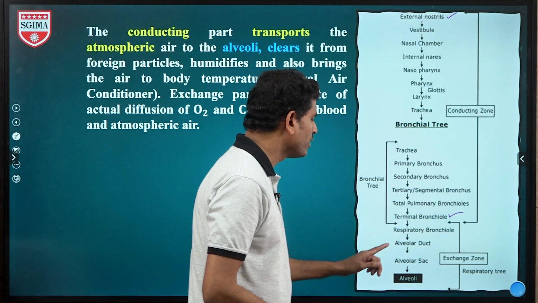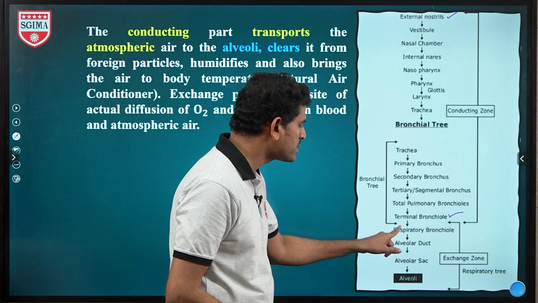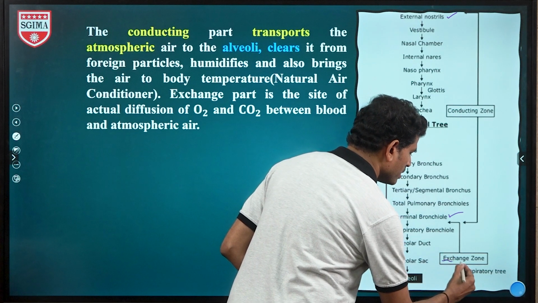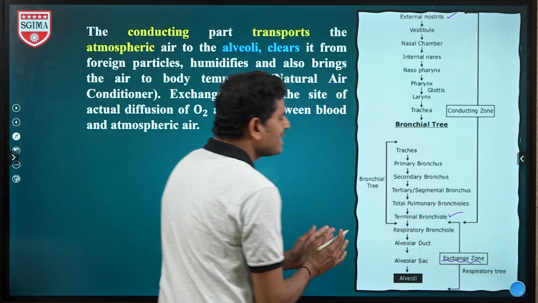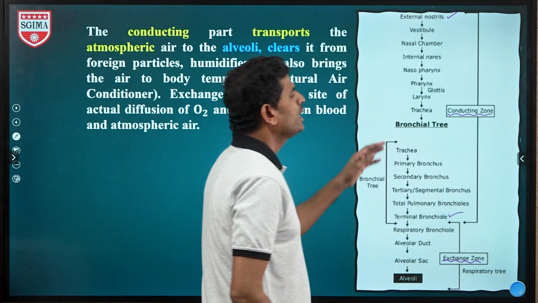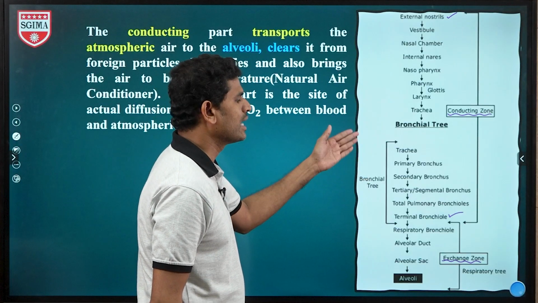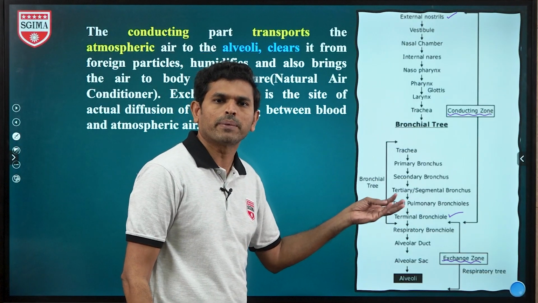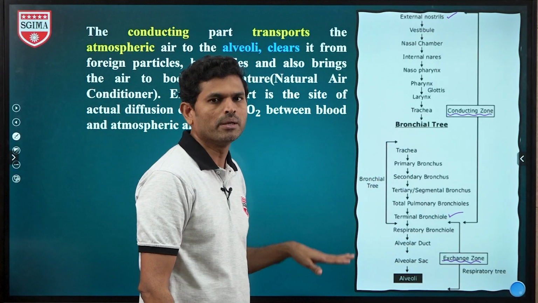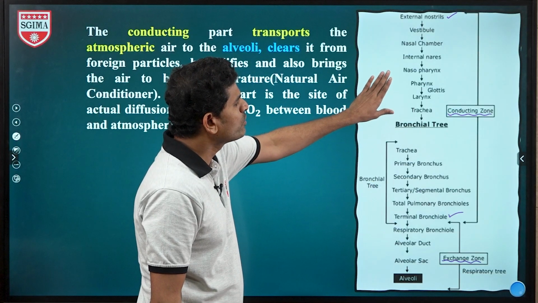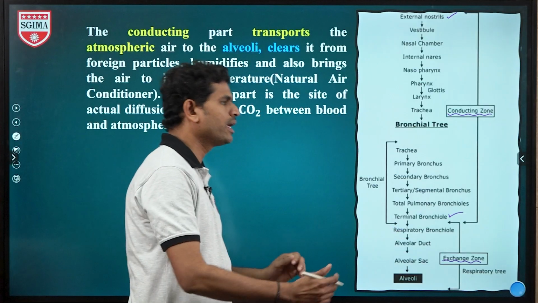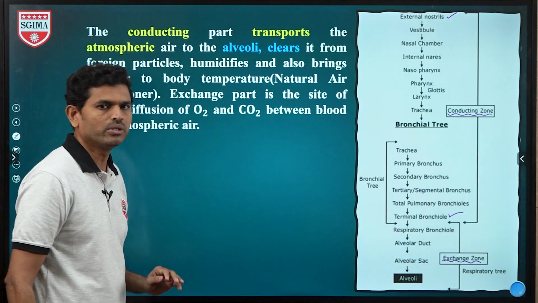And the next part will be which one? Respiratory bronchioles to the alveoli. This is called the exchanging zone or exchanging part. This will exchange the gases, and the upper one, the conducting part, will do what? It clears the air, as well as adjusts the temperature and humidity of the air which is going to be inhaled by the person. This is the function of the conducting zone. And the other one is the exchanging zone, where the exchange of gases takes place.